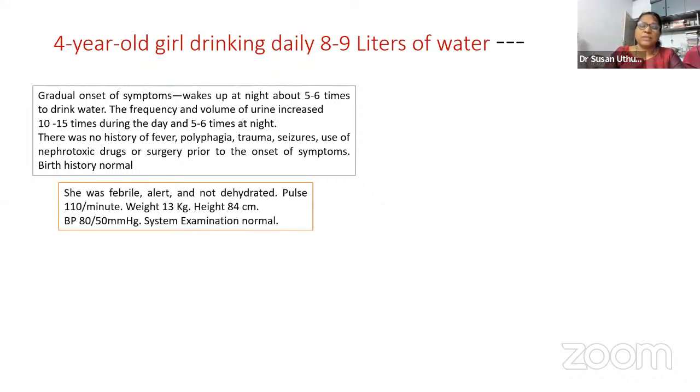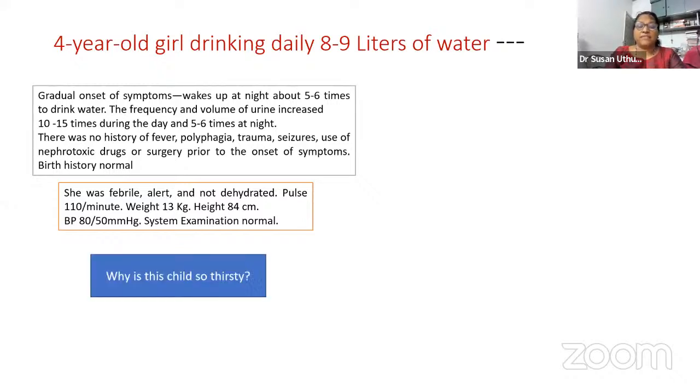When she came to the hospital on examination, she was febrile. She was alert and not dehydrated. And she was actually a 4-year-old girl with weight 13 kg and height 84 centimeters. There is obvious growth failure that was there. Blood pressure was 80 by 50. So why this child is so thirsty?